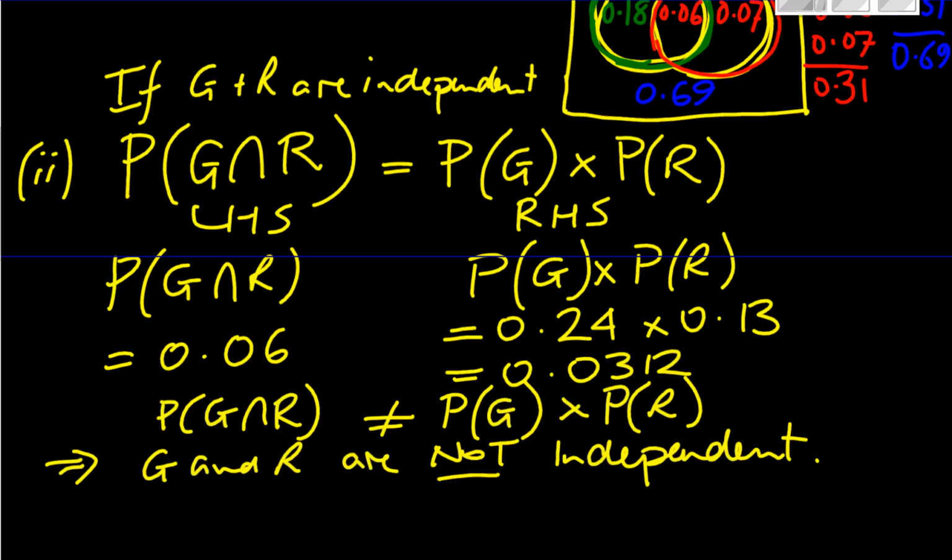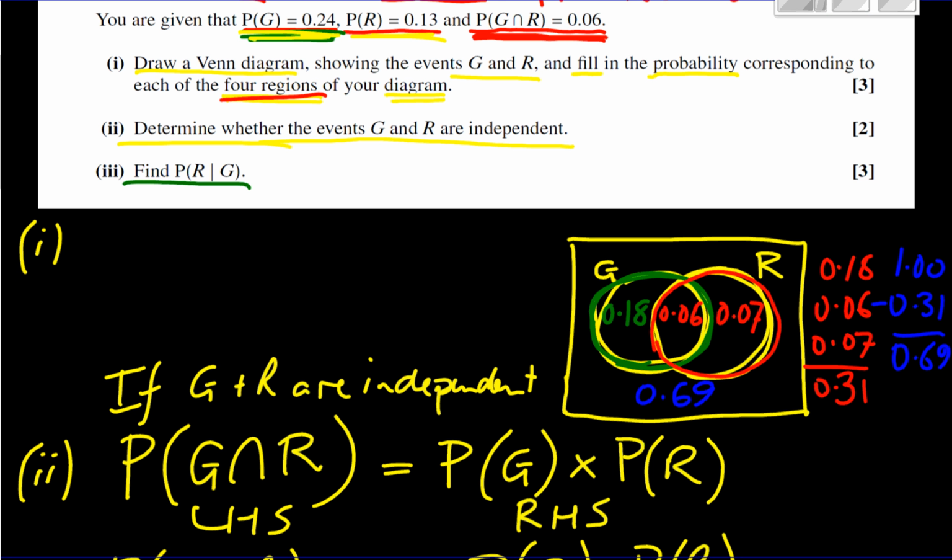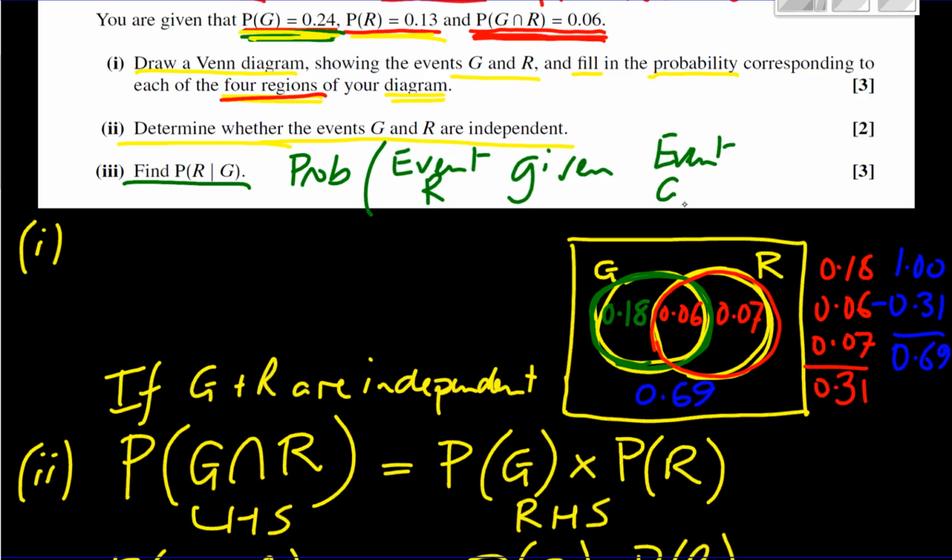Okay, let's go on to part 3, which is conditional probability. Find the probability of R given G. So what does that mean? That's the probability that event R takes place given event G has taken place. The best way to think of it is that G has actually taken place.